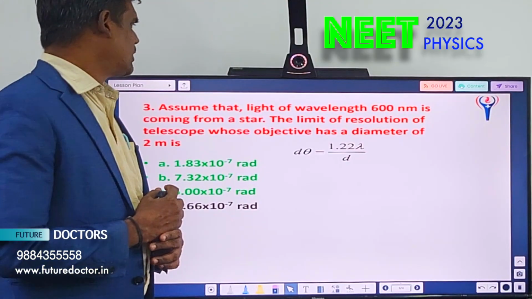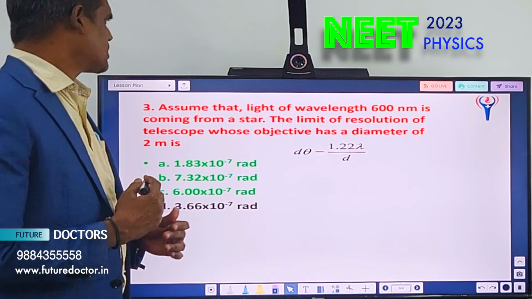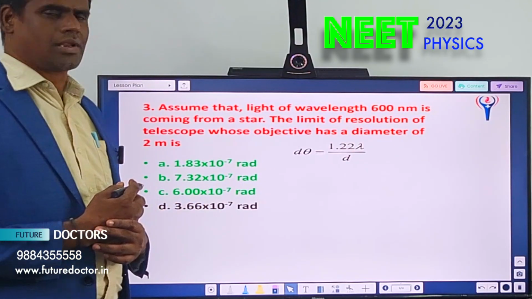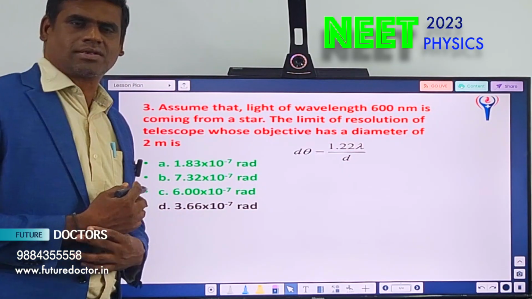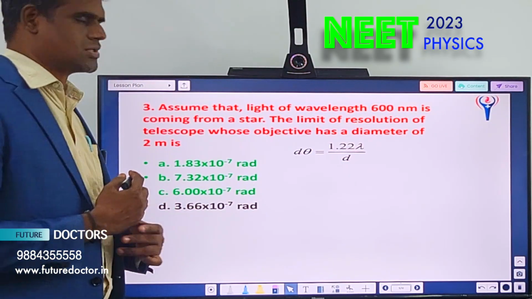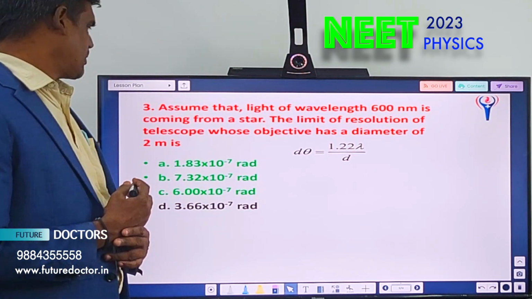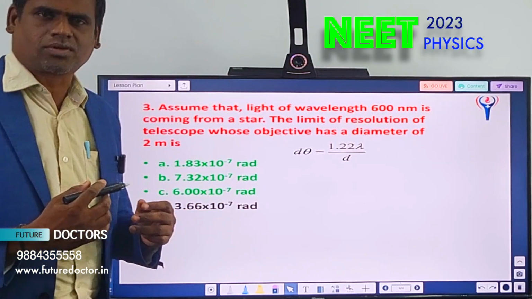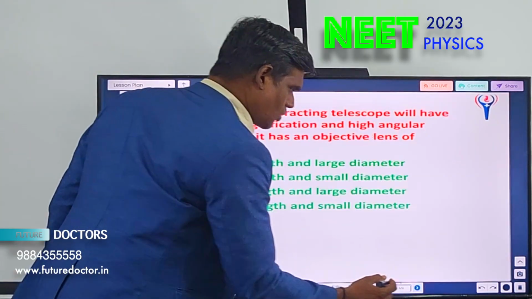Let's move to question number 3. Assume that light of wavelength 600 nanometer is coming from a star. The limit of resolution of a telescope whose objective has a diameter of 2 meter is dash. Option A, 1.83 into 10 power minus 7 radian. B option, 7.32 into 10 power minus 7 radian. C option, 6.00 into 10 power minus 7 radian. D option, 3.66 into 10 power minus 7 radian. That is, you should know the formula for resolution with respect to diameter. By knowing this, you are able to find a solution for this question. Let's move to question number 4.